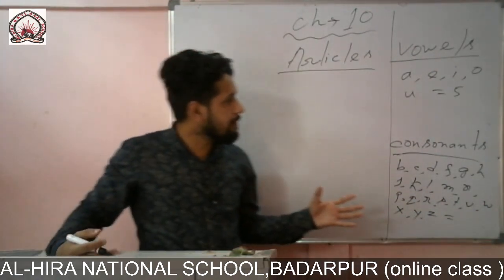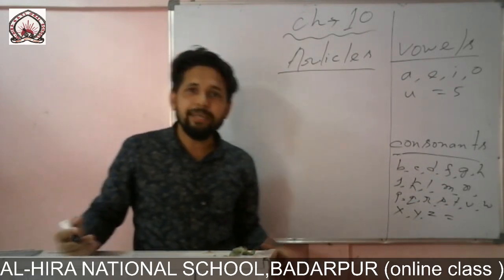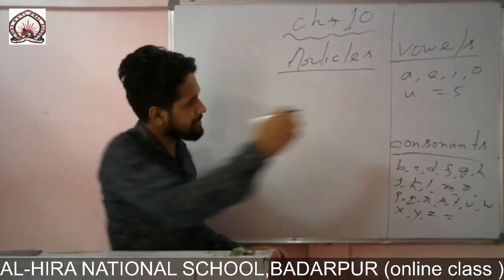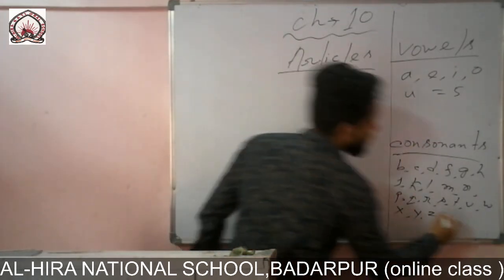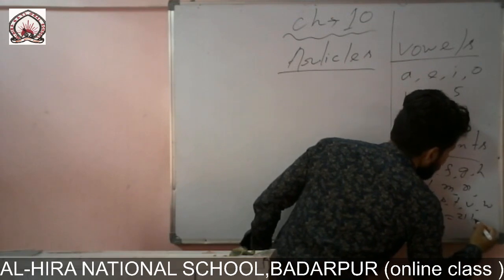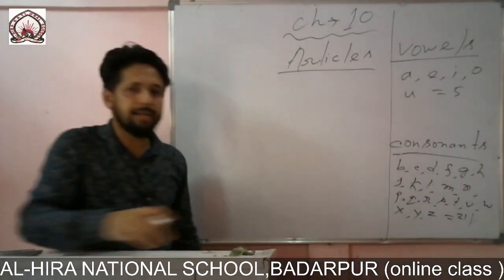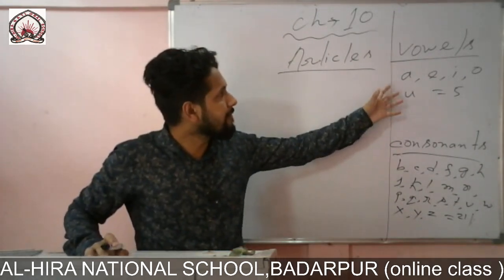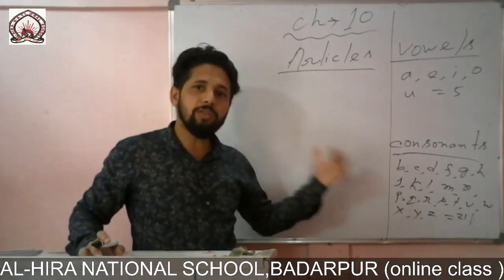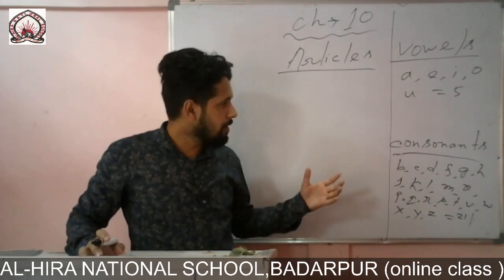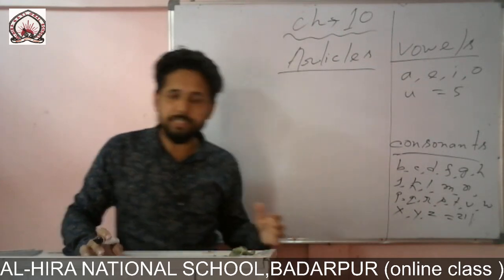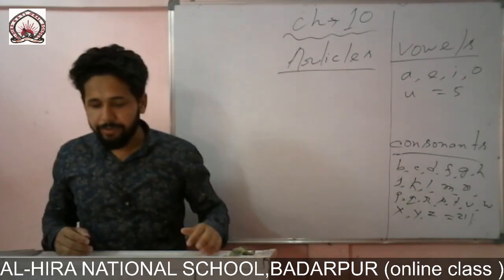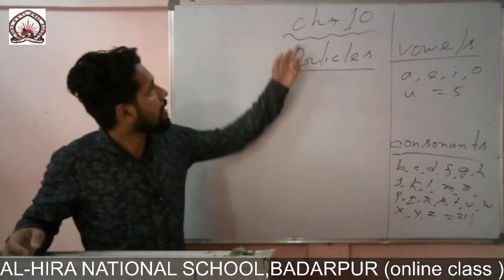If I count them, how many are there? You start counting. We shall get 21 consonants. In vowels, we have 5 vowels, and the rest, all the consonants, number 21. Okay, so these are things you have to remember before we get into this chapter, articles.